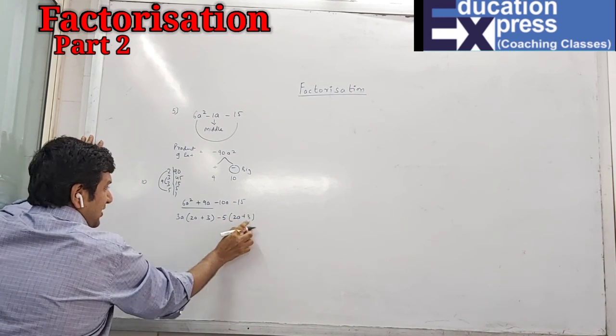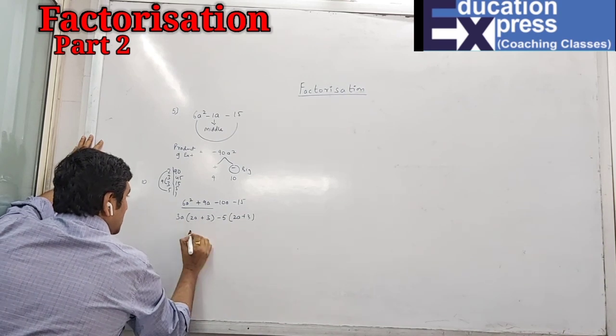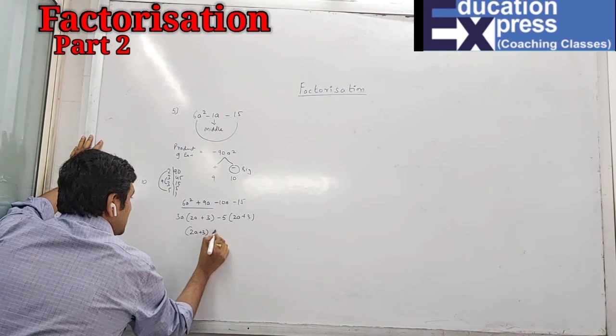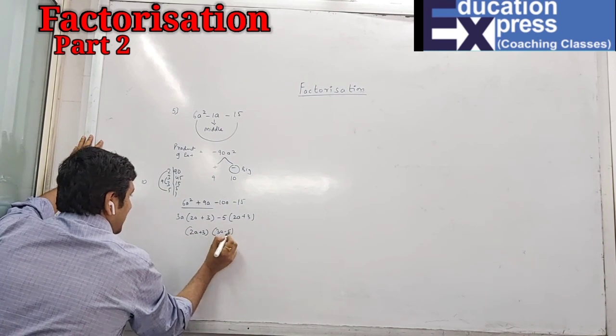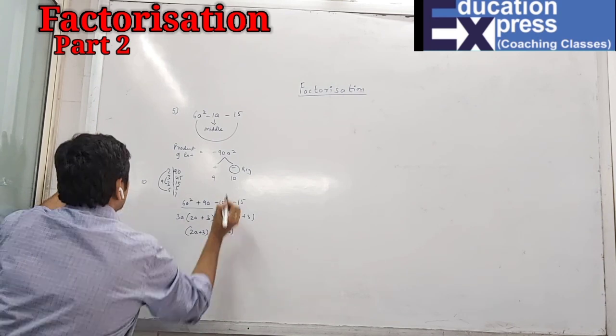If you take negative, the sign will change. So what is left? 3a. What is common? 2a plus 3. And what is left is 3a minus 5. That is the sum number 5. Now, question number 6.